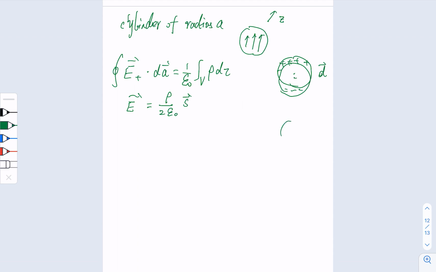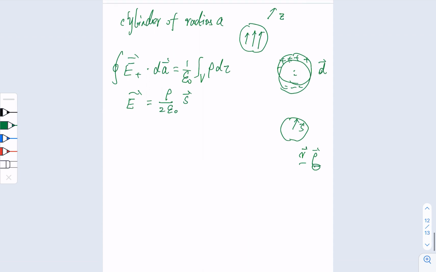here. I use S to represent the radius, and this is the symbol that Griffiths chose to use. Sometimes we also use R or rho, but they try to differentiate from the cylindrical coordinate to the spherical coordinate, and the rho is sometimes also reserved for the charge density. So that's why the S is used. So this is simply from the Gaussian formula.